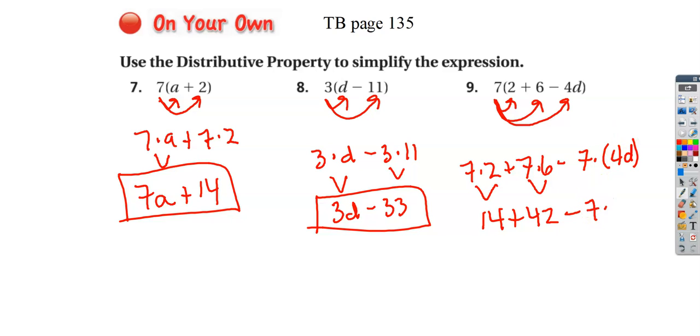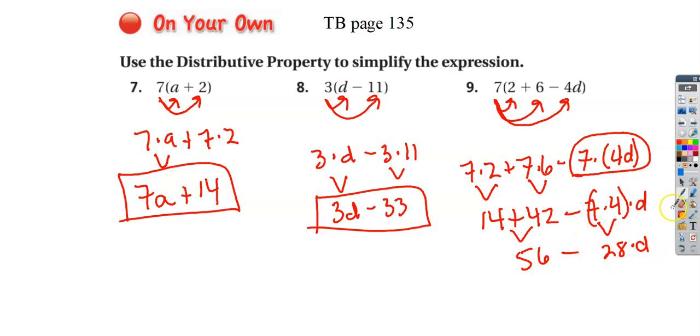I'm going to put 7 times 4 in parentheses together times D. I don't want to do minus 7 first and then try to multiply because this whole thing is one multiplication. So that's why I rewrote it. Now I can do the math where I do 7 times 4 is 28 times D. Okay, so I'm getting there. Now I'm going to add the 14 and the 42 and I get 56 minus 28D. So I'm going to drop the dot in between and I'm just going to say 56 minus 28D. That's my final simplified expression.